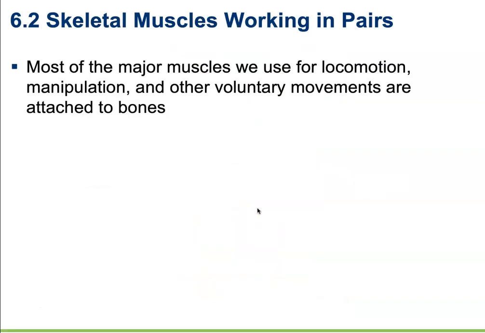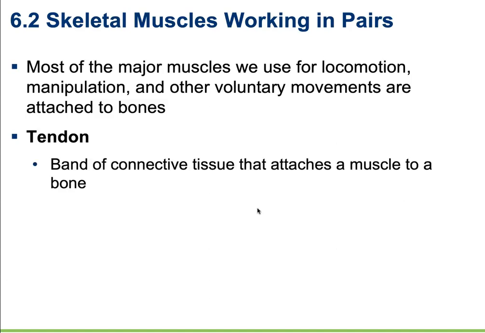So here's some terminology that I would like you to take away from this course concerning muscles. In order for the muscular system to have motor control over the rest of the body, it has to be attached to our inner scaffolding or our skeletal system. And so there are a few things that I want you to know. Most of the major muscles that we use for locomotion, manipulation, and other voluntary movements are going to be attached to bone. The attachment to bone is going to be done through a tendon. A tendon is going to be a band of connective tissue that attaches muscle to bone.